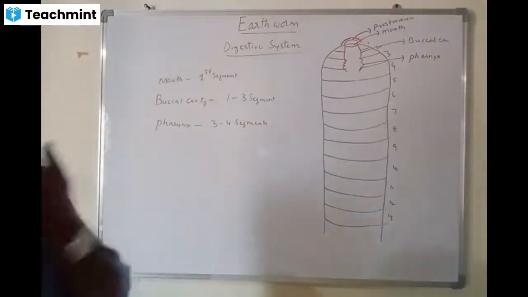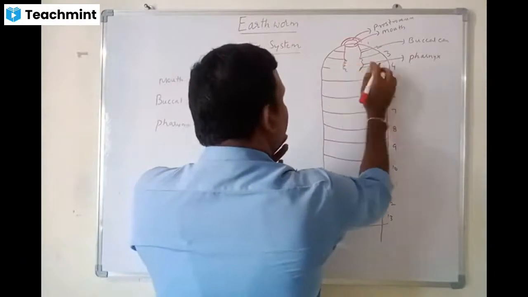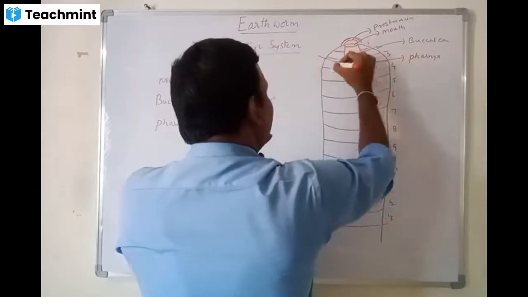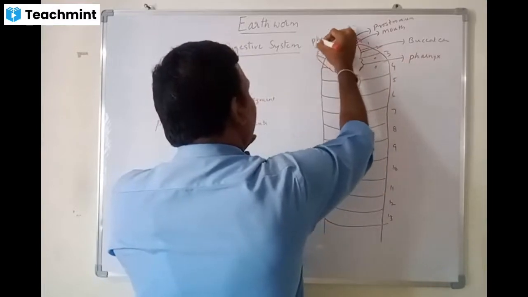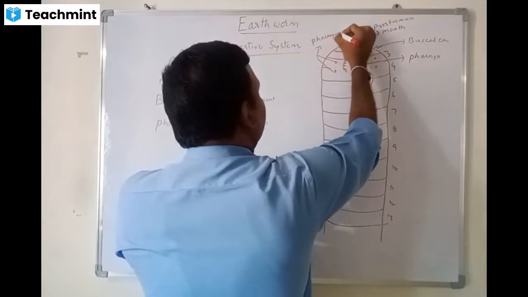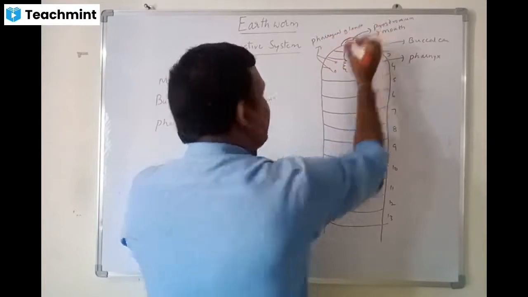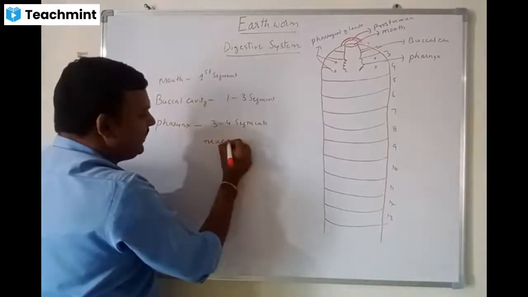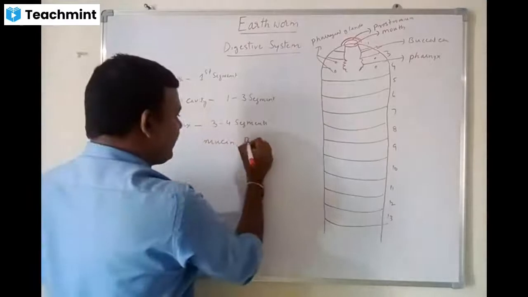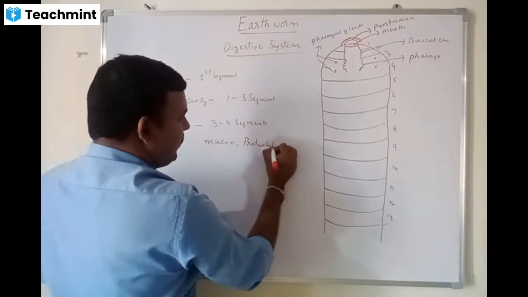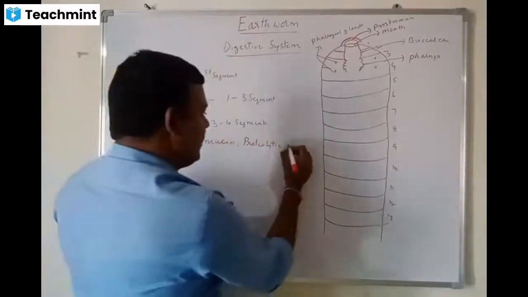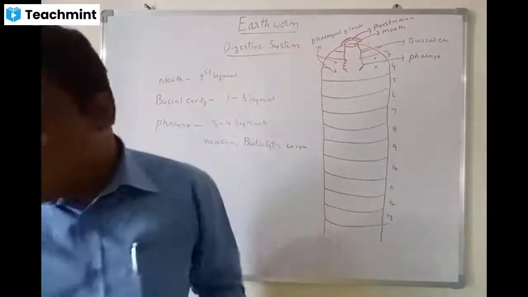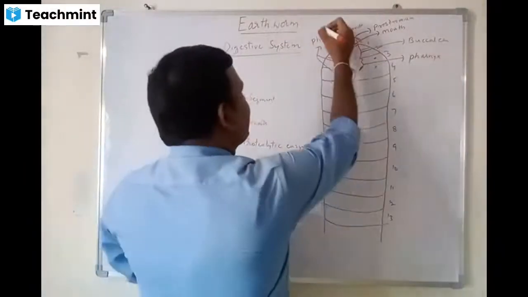Okay. So around the pharynx there are glands. These are called the pharyngeal glands. These glands produce mucin for the movement of the food and also proteolytic enzymes. So proteolytic enzymes metabolize the proteins. So the mucin and the proteolytic enzymes are produced by the pharyngeal glands, and these pharyngeal glands are also called salivary glands.